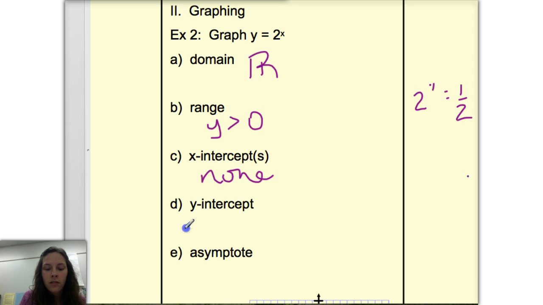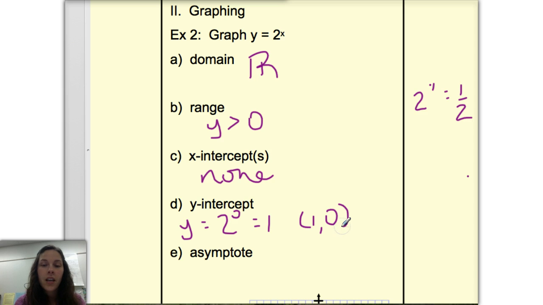Y-intercept, if we put 0 in for x, 2 to the 0 power is 1, so our y-intercept is (0, 1). And there's an asymptote on this one because y is greater than 0 and because those big negative exponents make really small numbers. So think about 1 over 2 to the 10th or 1 over 2 to the 100th. It would be a really small number, so our asymptote is y equals 0.